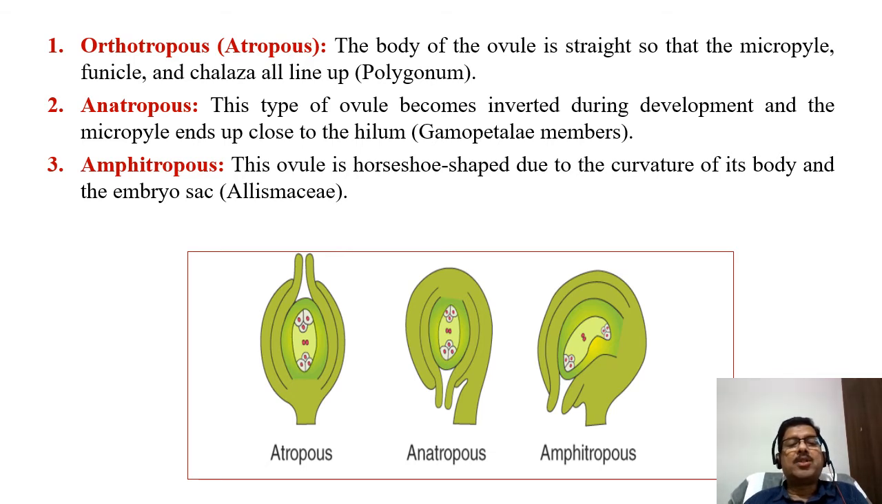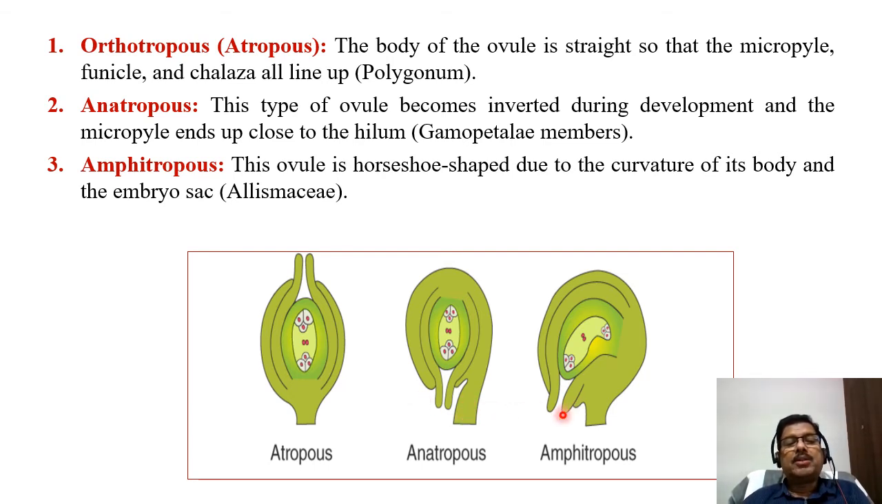Orthotropous or atropous: the body of the ovule is straight so that the micropyle, funicle and chalaza lie in the same line. Example, Polygonum. The second one is anatropous. This type of ovule becomes inverted during development, and the micropyle ends up close to the hilum. Most of the gamopetalous members show anatropous ovule.